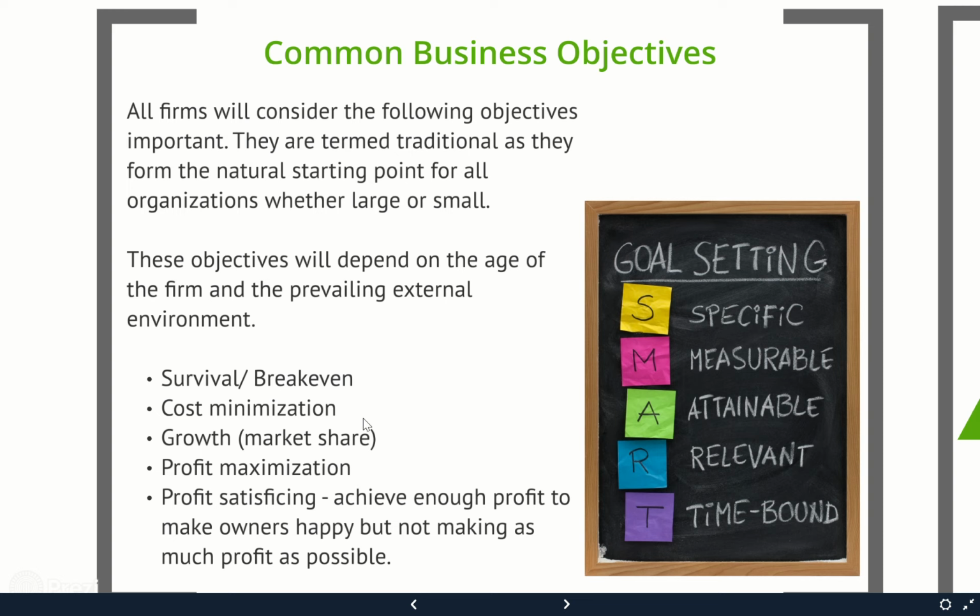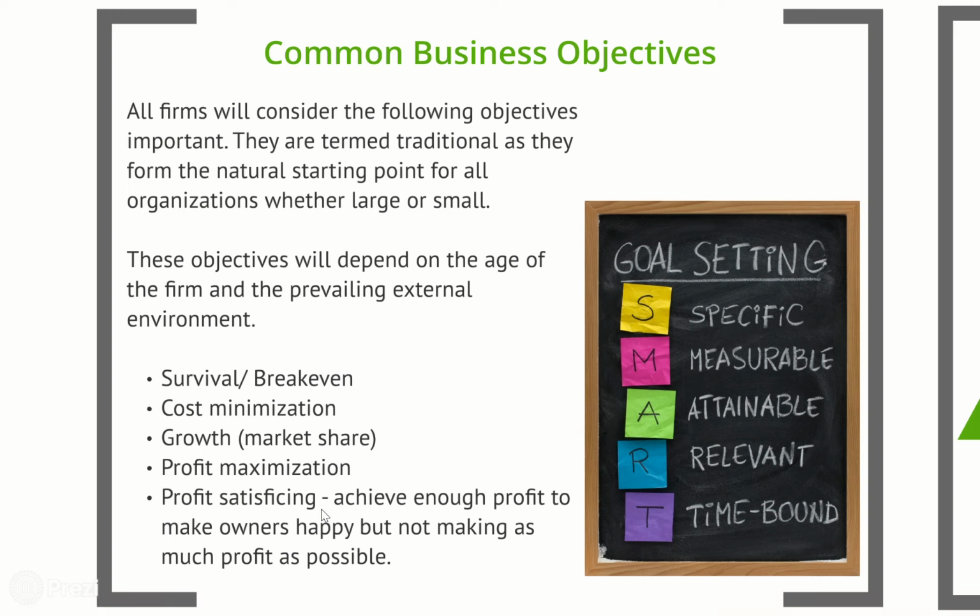And there's also satisficing, which essentially means that you achieve enough profit to make the owners of the business happy and to pay your employees fairly, but you're not necessarily profit maximizing.